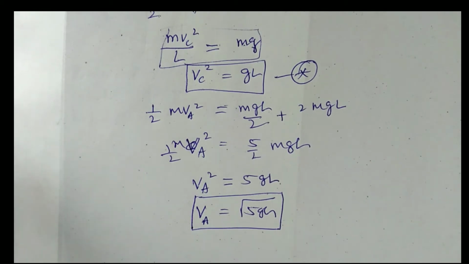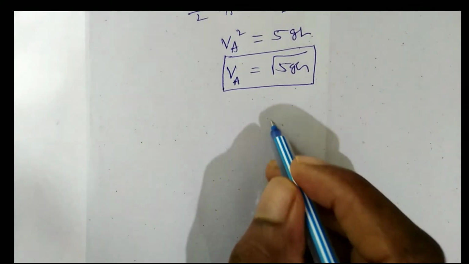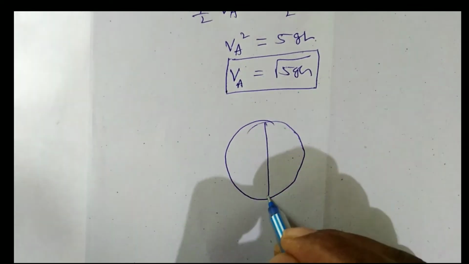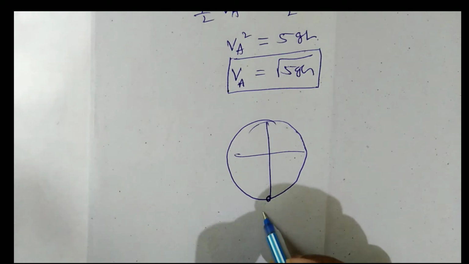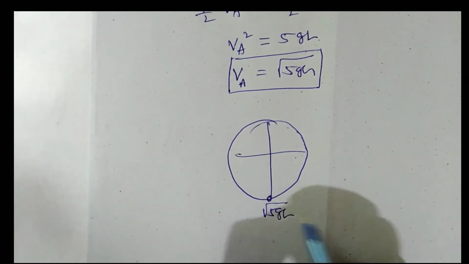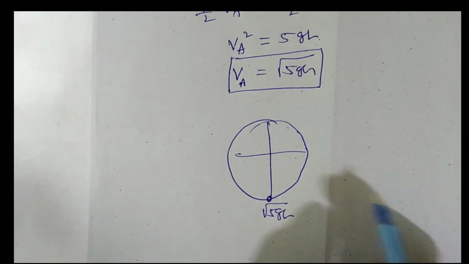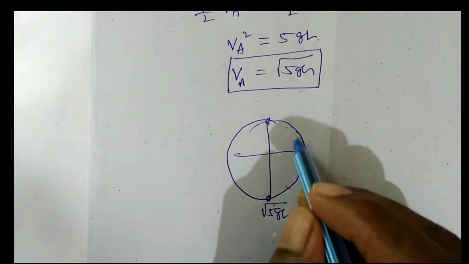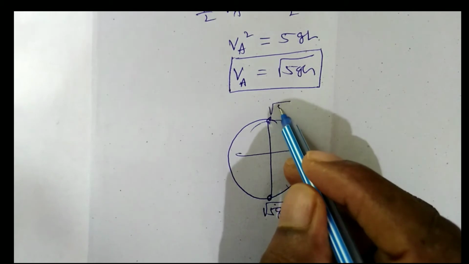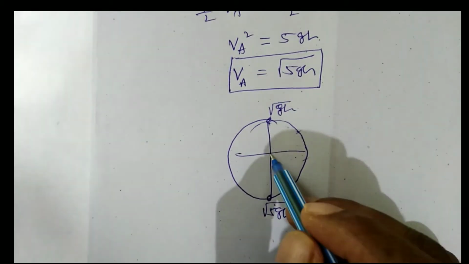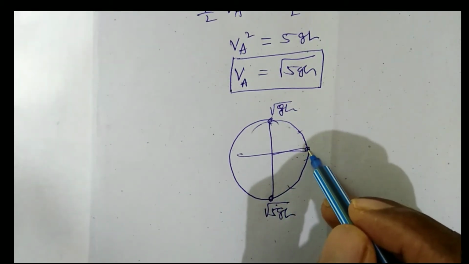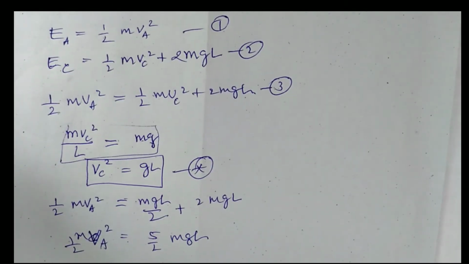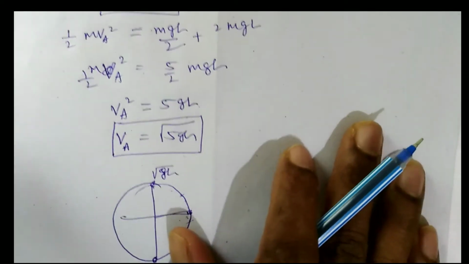Now what are the other conditions we can go through? In the diagram, the minimum velocity given at the bottom is root 5gL for an object to complete one vertical circle. That will be the minimum. It decreases as it rises, and when it reaches the top, it becomes root gL. So what will be the intermediate velocity here? For this we use the equations again.